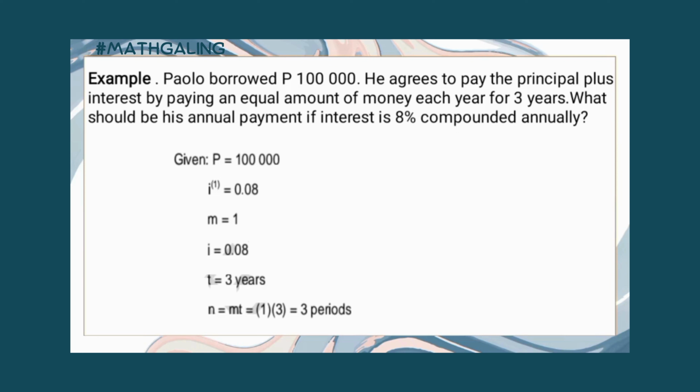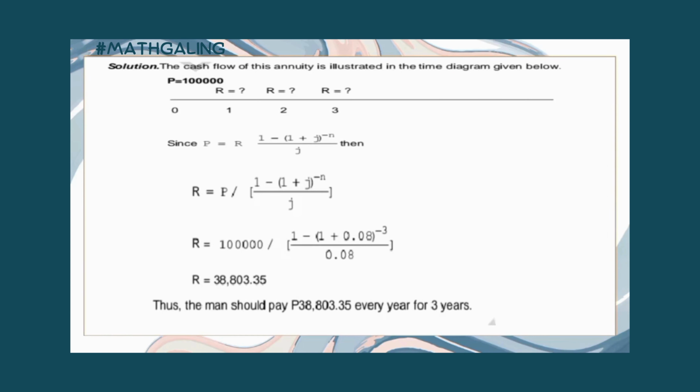And now we have the solution. The cash flow of this annuity is illustrated in the time diagram given below. So our principal amount is equal to 100,000. So we are going to find the value of R. So we have here the time diagram, which is the period 0, 1, 2, 3 because the time is 3 years. Then the payments, we're going to find the value of R.